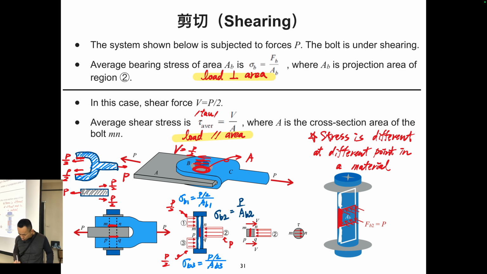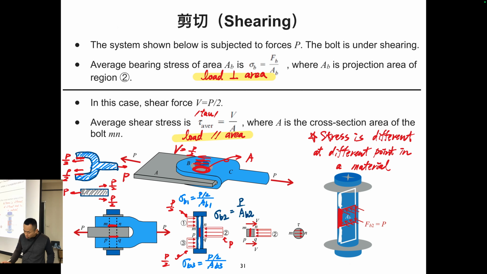Okay? Again, for region 3, the bearing stress at region 3 is half P divided by this white area. And for the other part, the gray material, the gray material applies P on this area, on this region 2. So P divided by the area AB here, and you will see this is P divided by AB2. Okay, so you can notice that this bolt has two regions with the bearing stress, and the middle has almost double the bearing stress. All right, so this is bearing stress.